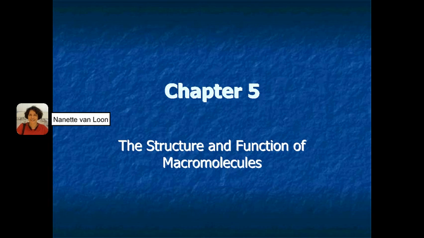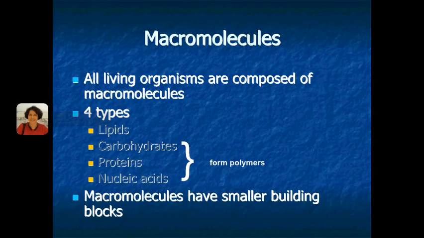Chapter 5 introduces us to the 4 macromolecules: carbohydrates, lipids, proteins, and nucleic acids. We learned in an earlier chapter that the cell is the basic unit of all life, and that all living organisms are made of cells. And this is true. In this chapter, we're going to take a look at the large molecules that cells themselves, the structures inside cells, are made of.